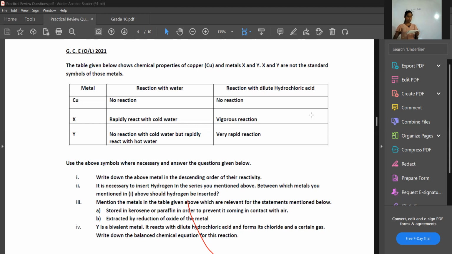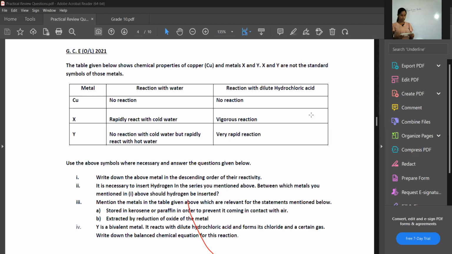For Y: no reaction with cold water, but it reacts rapidly with hot water. There's a hint there. And its reaction with dilute hydrochloric acid is very rapid. So according to the given information, we have to guess what X and Y are. Y has no reaction with cold water but reacts rapidly with hot water, while X rapidly reacts with cold water.